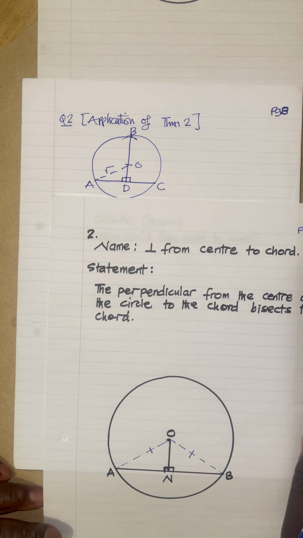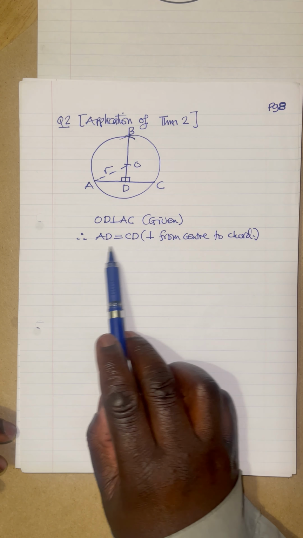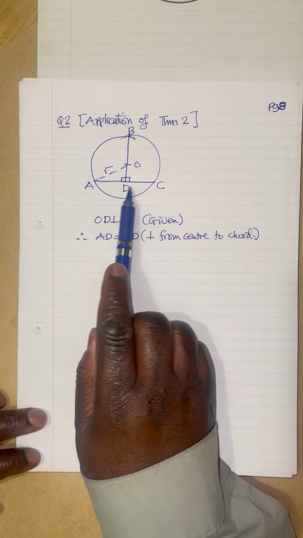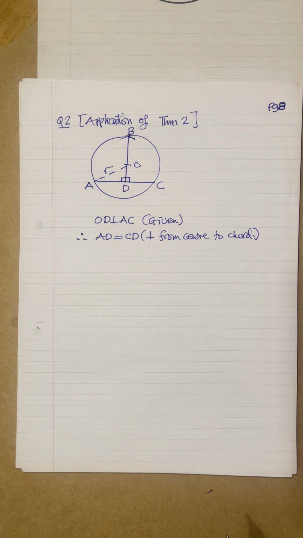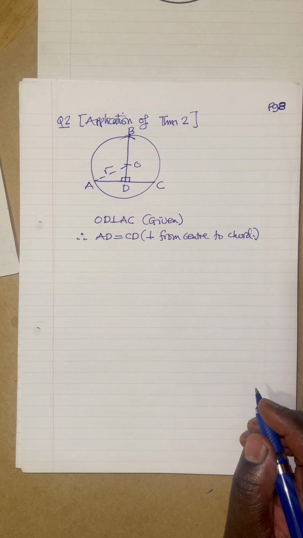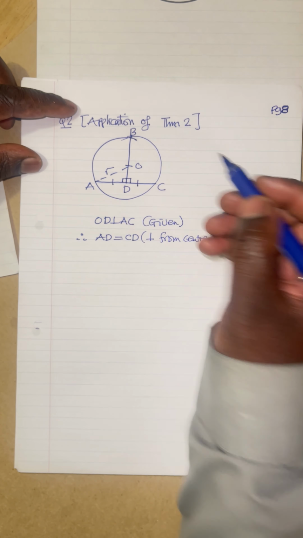Perpendicular from center to chord. The name is what you use as a reason for that statement, that AD is equal to CD. And that is true because OD is perpendicular to AC. That's given in the question. Right. Now, so that is sorted. Now, look at this. So we're basically saying this part equals that part.